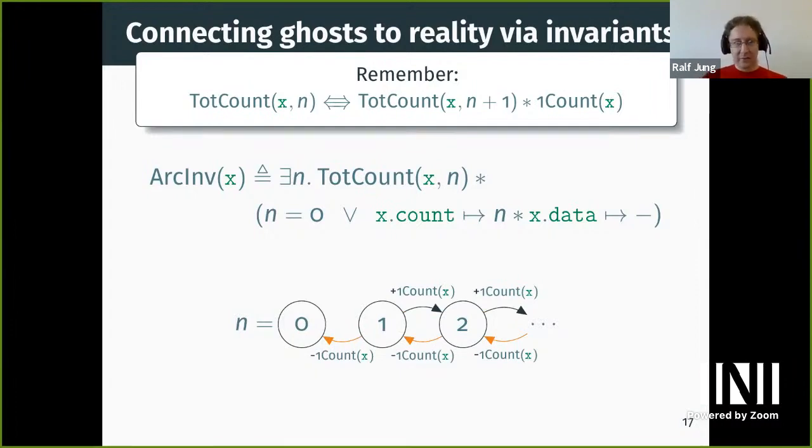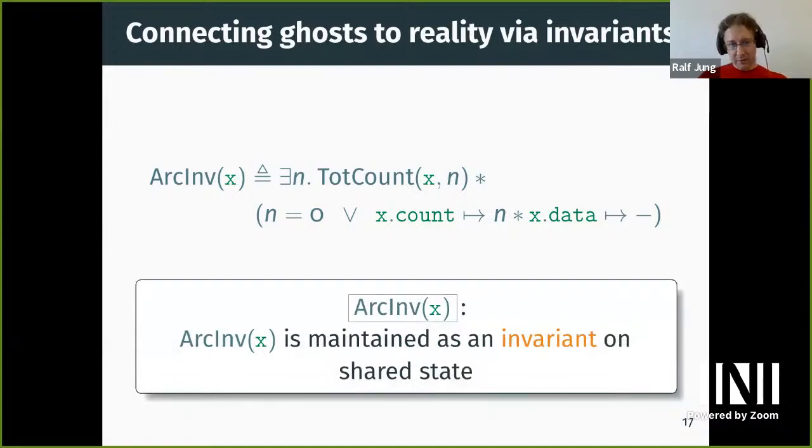Now, the last step that we have to do is draw a box around ArcInv, which is the Iris way of saying that the assertion ArcInv itself is maintained as an invariant on shared state that all threads can rely on, but also that all threads have to maintain as they progress.